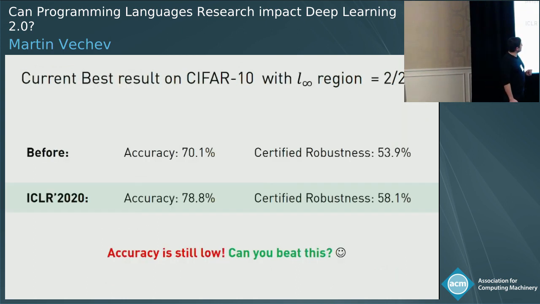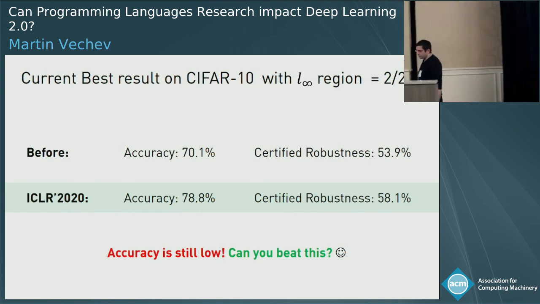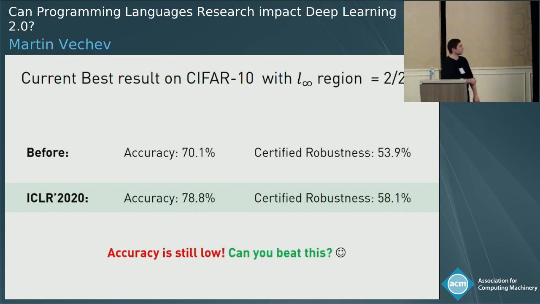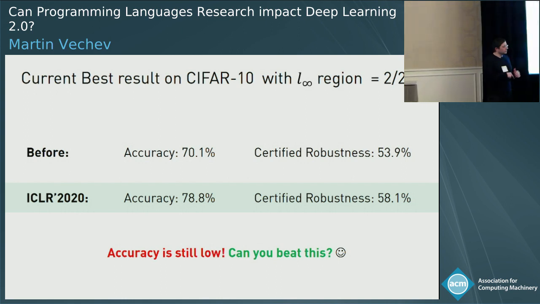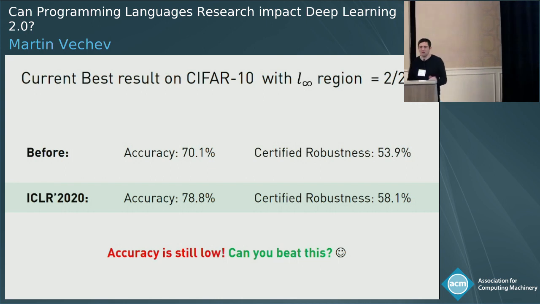So that's it. Here are the numbers you get with this scheme. Before, the best numbers, taken from two different papers even, were 70% accuracy, 53.9% certified robustness. Now what you get with this scheme, and this is without some other optimizations you can do, is 78.8% accuracy and 58.1% certified robustness. So you can prove more, and it's more accurate. It is still not there. It is still low. This should be in the 95% range, at least 90% range.